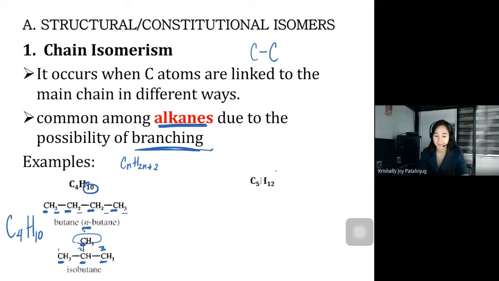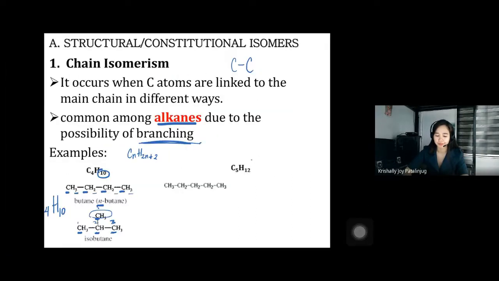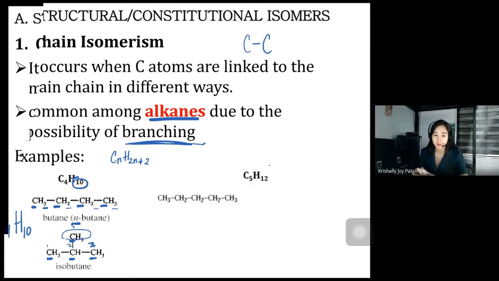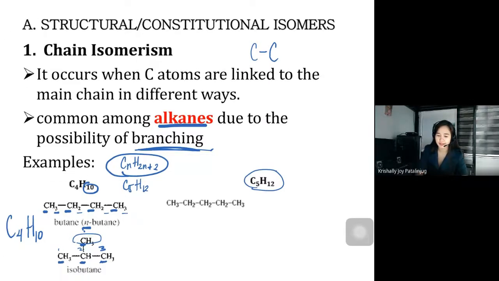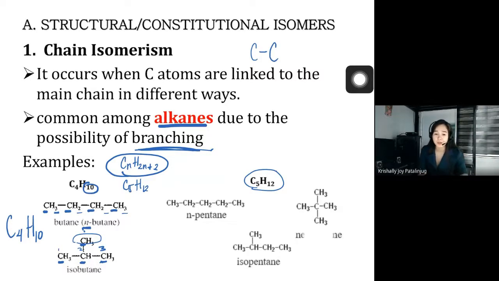C5H12. So, this would be pentane. Kapag pentane, 5 carbon, 12 hydrogen. Using the formula CnH2n plus 2, kapag 5 yung carbon, then you'll have 12 hydrogens for pentane. Now, for pentane, it has 2 isomers. We could obtain 2 more structures from C5H12. And that is the isopentane. Okay, very good. And the neopentane.